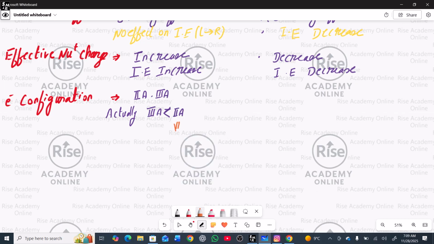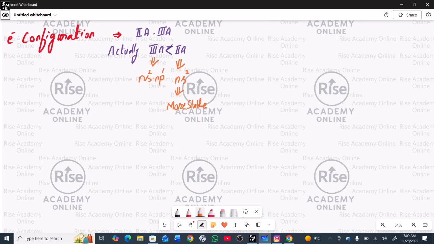It should be higher, but due to electronic configuration: 2A, as you know, has a completely filled valence shell, and in group number 3A the general electronic configuration is ns2np1. So the 2A configuration is more stable, and the stability causes it to have a higher ionization energy. It's against the trend, it reverts the trend.